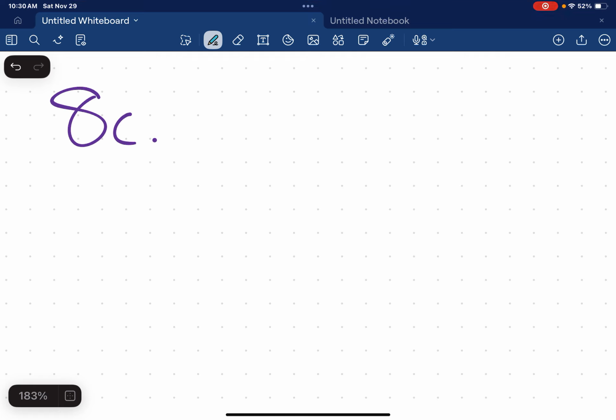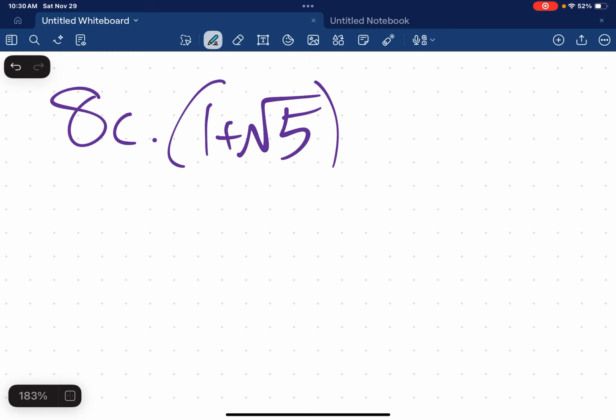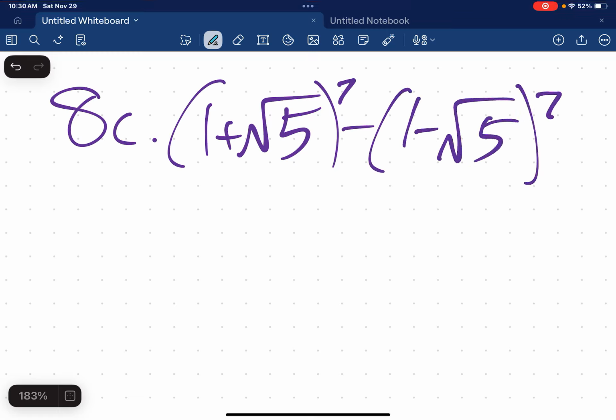Okay, great. 8C is asking us to find two binomial expansions now. Isn't that fun? Let's get started. We have 1 plus the square root of 5 to the 7th minus 1 minus the square root of 5 to the 7th. Sometimes I'm tempted to use Pascal's triangle and solve all these. I might still do that actually. You never know.